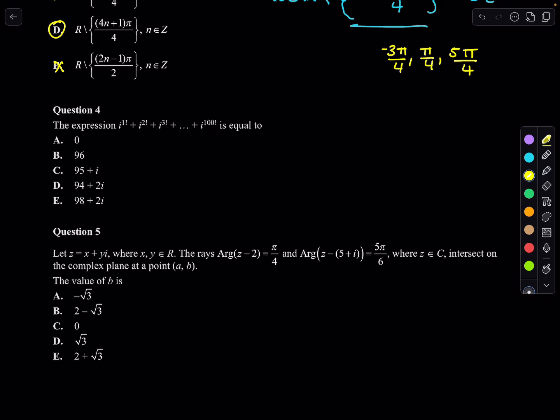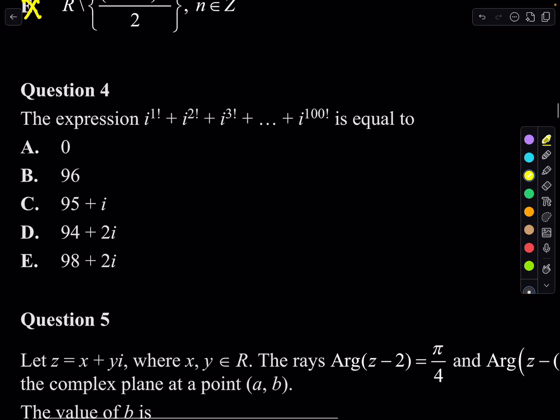Question 4. The expression is equal to what? So let's have a really good breakdown of what's happening here. You're saying i to the power of 1 factorial, which is basically i to the power 1. Then the next one is i to the power 2 factorial, and 2 factorial is 2 times 1, so it's i to the power 2. Plus i to the power 3 factorial, and 3 factorial is 3 times 2, which is 6. Plus i to the power 4 factorial, going to 100 factorial, of course. But in an exam, they're not going to give you something that looks like this. That's too hard. There has to be a pattern that we're looking for.